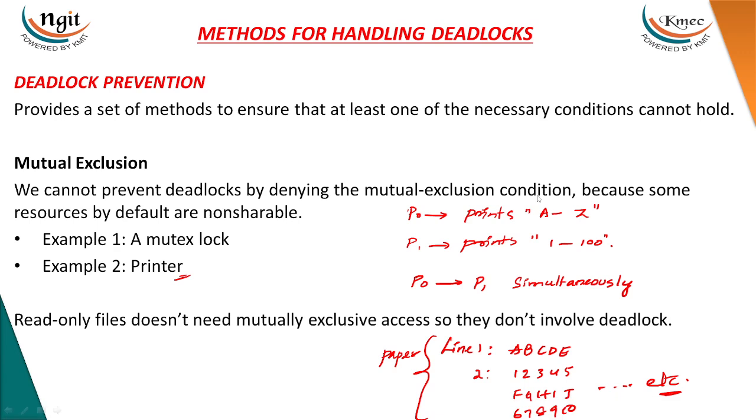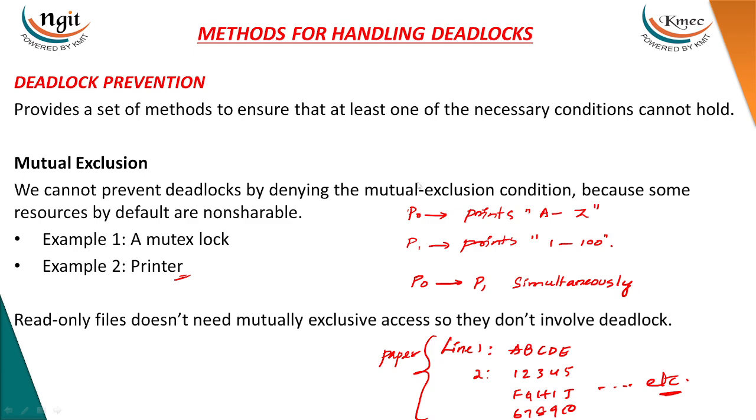The next topic is methods for handling deadlock. There are several methods that can handle deadlocks. The first method we are going to discuss is deadlock prevention. Deadlock prevention provides a set of methods to ensure that at least one of the necessary conditions cannot hold.